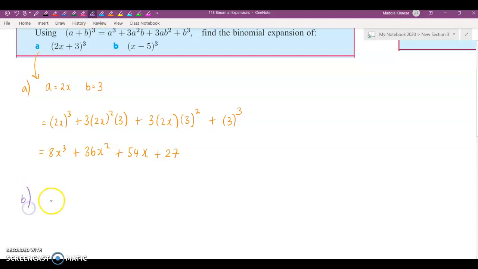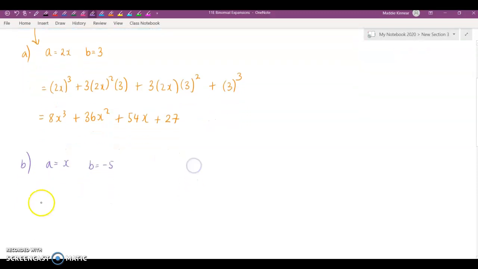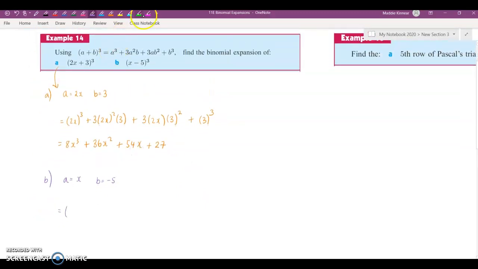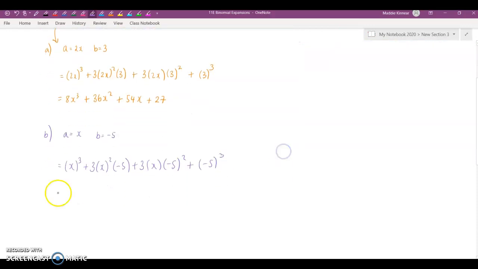Only difference with part B is you just need to be aware of that negative. So again, you just say, let a equal x and b equal negative 5. And we apply it in the same way. So if we go back to this general form, we can see it's always a cubed. So this is our general form that we are using. So it's going to be x cubed, because that's my a value, plus 3 lots of a squared, which is x squared, times negative 5, plus 3 lots of a times my b squared value, plus b cubed. So just be aware of those negatives.